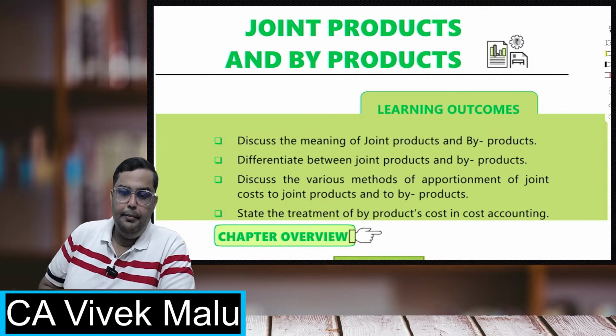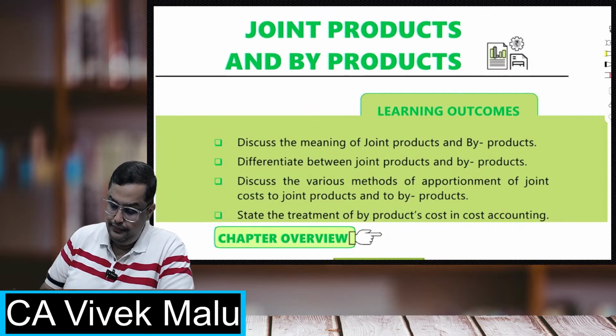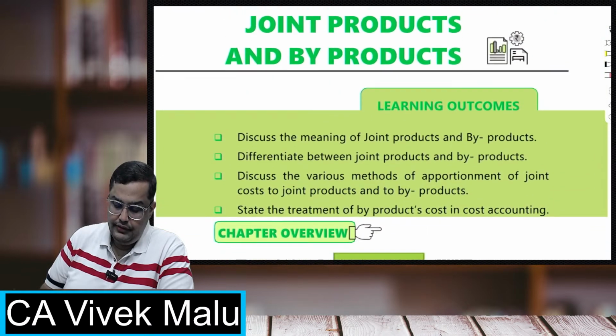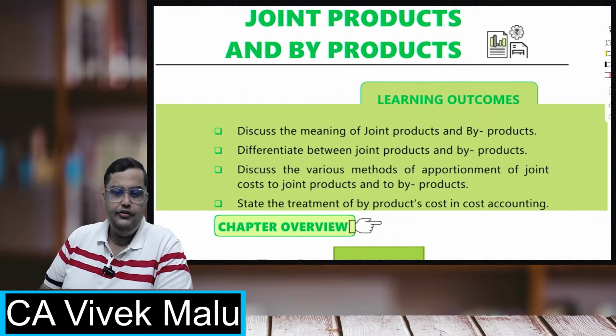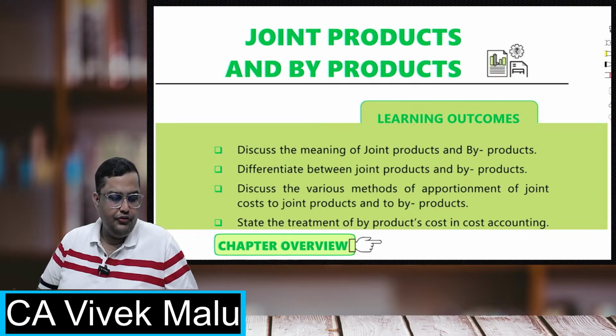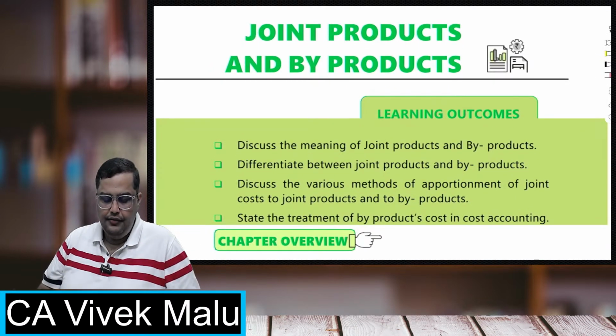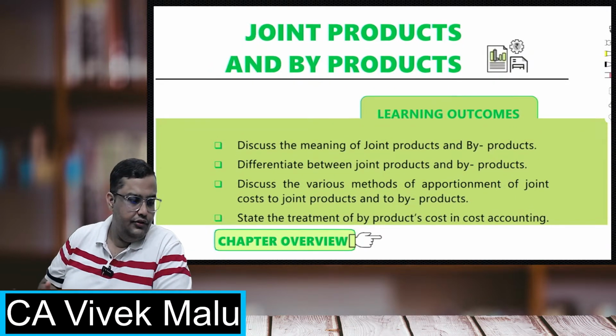Joint products and byproducts. Students, are you all clear with the chapter process costing? Are you all clear with process costing? Shall we move ahead with joint products and byproducts?